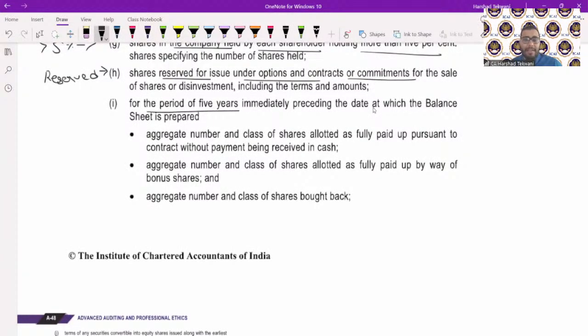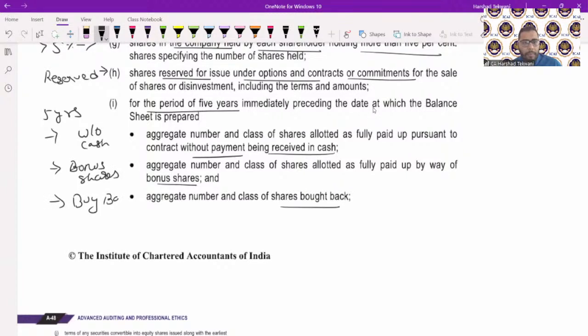Now for the period of 5 years, if any shares were allotted other than for cash, like without payment being received in cash, or through bonus shares, or shares bought back, then you need to disclose that detail. So for 5 years you need to disclose shares issued without cash, bonus shares and buyback.